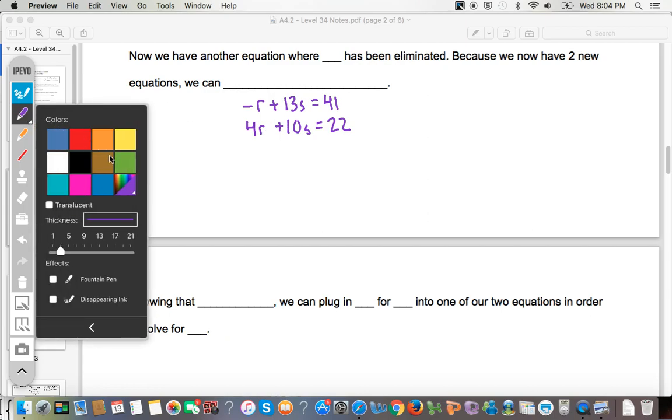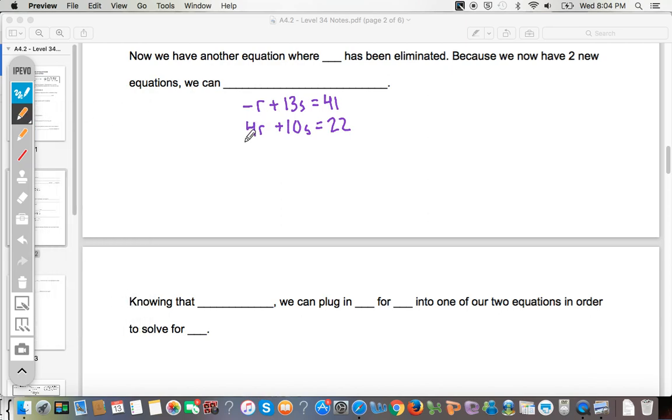Okay, so let me change my color here. Let's go to orange. Great. So I'll draw my line. Actually, before we even do that, we need to figure out a variable we're going to eliminate. Okay, so looking at this, we have our choices of r and s. Well, s is multiplied by 13 up here and has a coefficient of 10 down here. So in this case, we'd have to scale both equations. So I don't want to do that. So let's look at the r's.